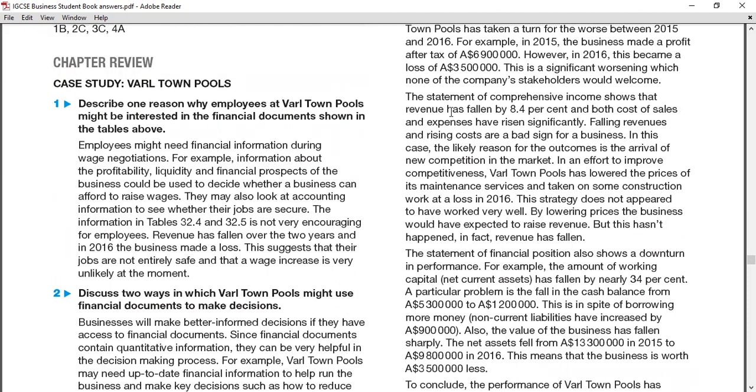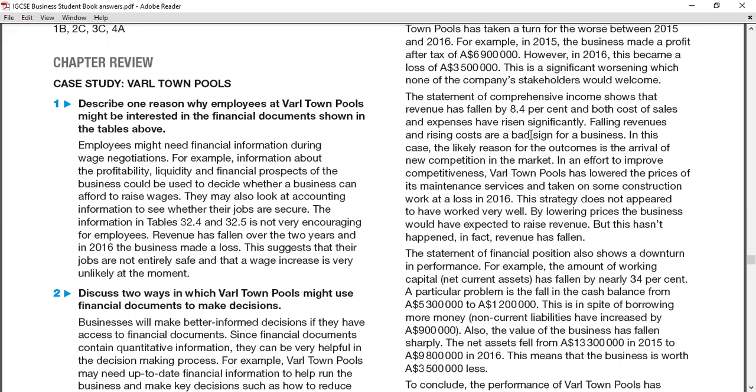Especially starting with the revenue, right? Revenue has fallen by 8.5%. You can take this from the difference between the 2015-16 figures, the final minus initial over initial times 100, that 8.4% drop. You can see the revenue fell, and both cost of sales and expenses have risen sharply. As I told you, usually when the revenue falls, you should be able to control the cost part, but here nothing happened like that.